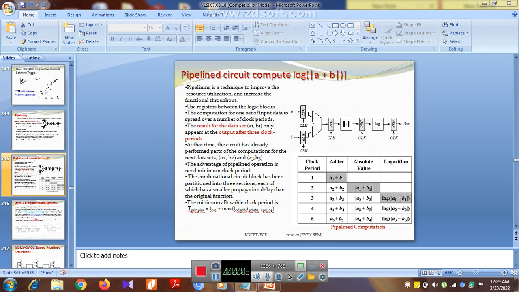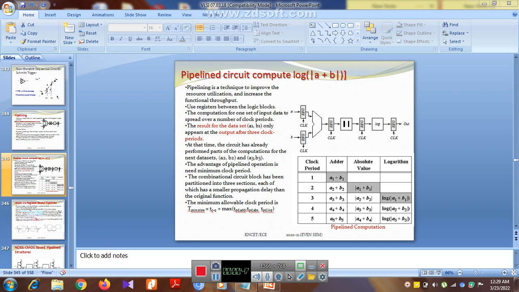Here, the next slide: pipelining is a technique to improve the resource utilization and increase the functional throughput. Here they are using a number of registers in between the logic functions. So here they are easily used to compute the log modulus A plus B. So use registers between the logic blocks. The computations for one set of input data are spread over a number of clock periods.